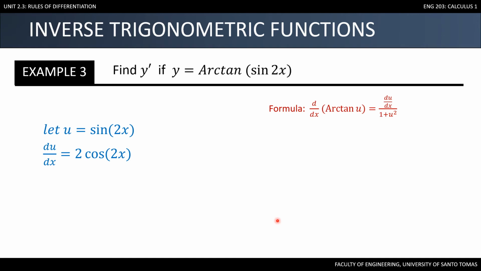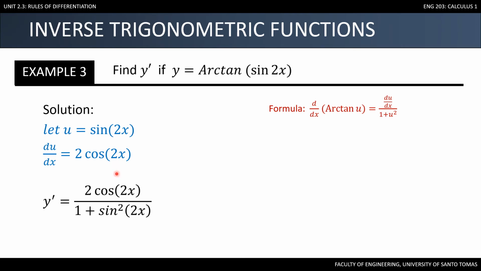The third example is find y prime if y is equal to arctan of sine 2x. So the formula that we're going to use is this one. So our u here is sine 2x. Here is our u, it's sine 2x. Hence, our du over dx is 2 cosine 2x. Let's plug in the values in this formula. Du over dx, numerator will be 2 cosine 2x, and our denominator will be 1 plus u squared, which is 1 plus sine squared 2x.